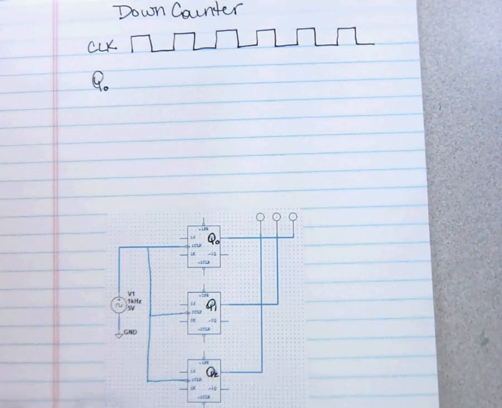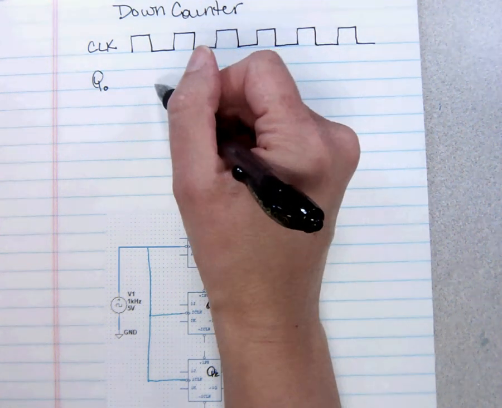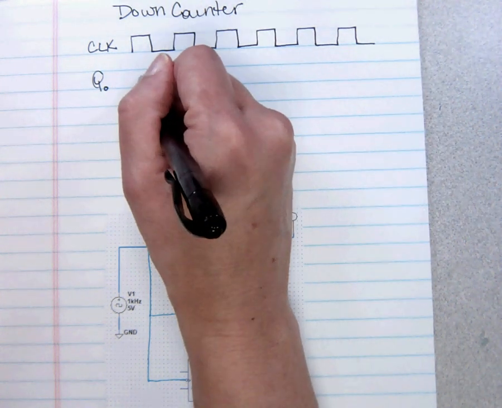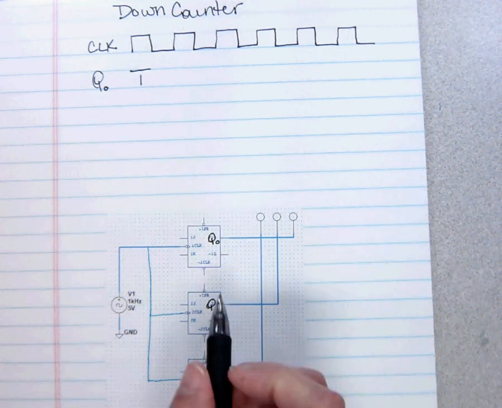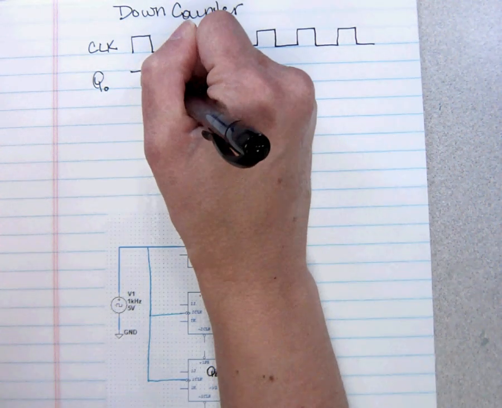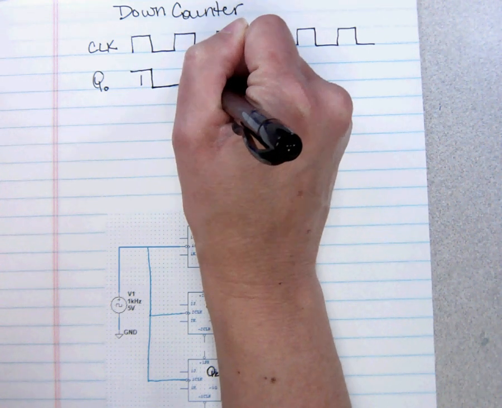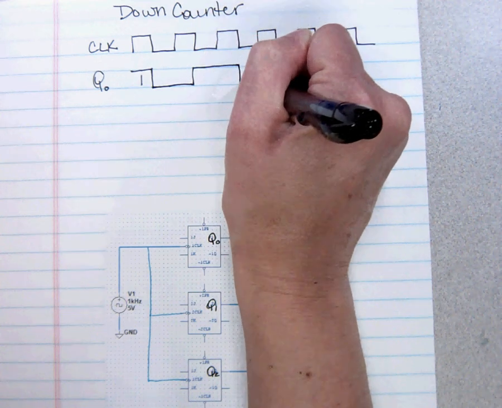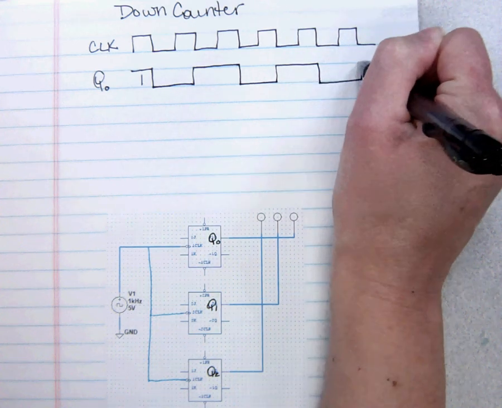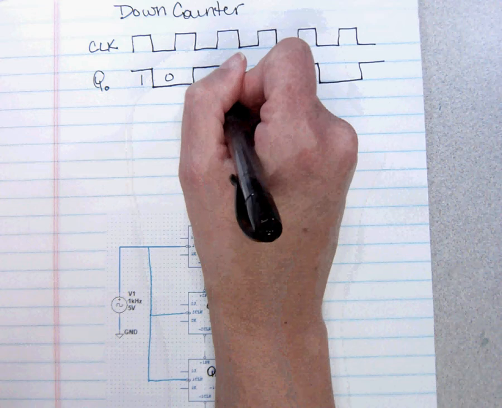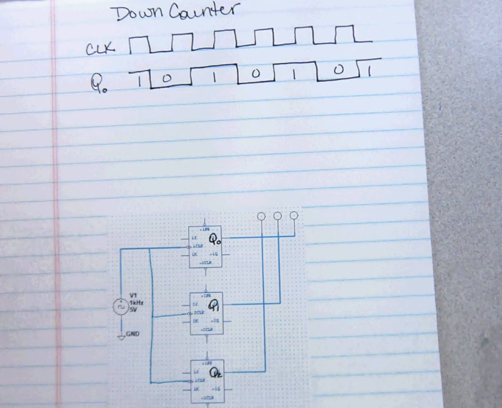Okay, so again on Q0, this time I'm counting down. So instead of going from 0, we're going to start at 1. So I'm going to go from 1, and it is a negative edge trigger. So at that negative edge, I'm going to go down to 0. And then at the next negative edge, it'll be up to 1, then to 0, 1, 0, 1. So 0, 1, 0, 1, 0, 1. Because again, I'm counting down.